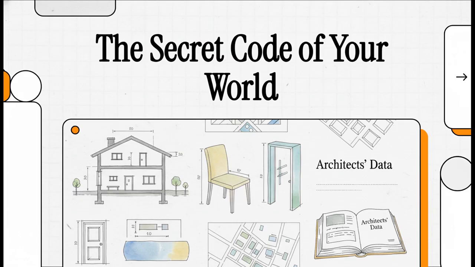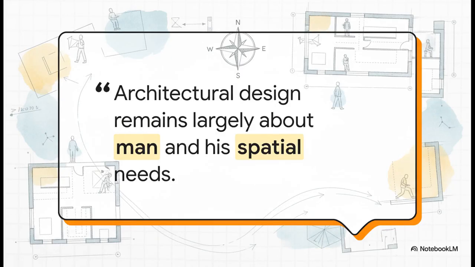We're diving into Architect's Data, which is basically the legendary instruction manual that has been shaping our world for decades. And you know, right at the start of this massive, data-heavy book, we find the key to, well, everything. Architectural design remains largely about man and his spatial needs. That single sentence is our North Star here. Every dimension, every single layout, it all comes back to one thing: us, people.